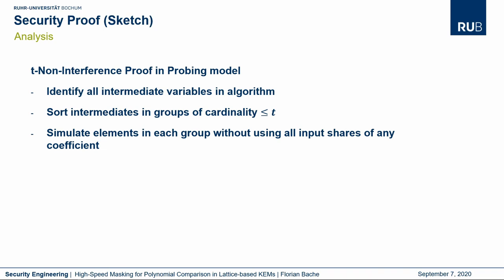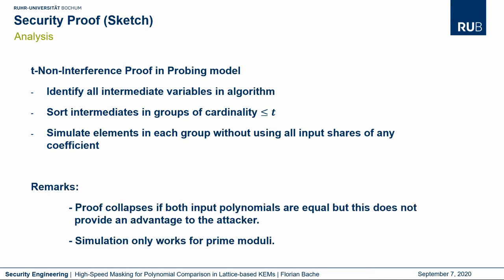So the general idea of the proof, the detailed proof is of course in the paper, but the general idea works like this. We show that the comparison is t-non-interferent in the probing model. And doing this, we first identify all intermediate variables in the algorithm and sort them into groups, and then continue simulating all of the elements in the group without using all of the input shares of any coefficients. And we use a bootstrap approach to do this. So two remarks. The first is that the proof doesn't work if both input polynomials are equal, but we show in the paper that this does not provide an advantage to the attacker. And also that the simulation or the proof only works for prime moduli. So we cannot use a power of two modulus.